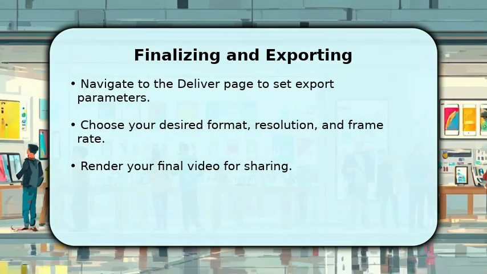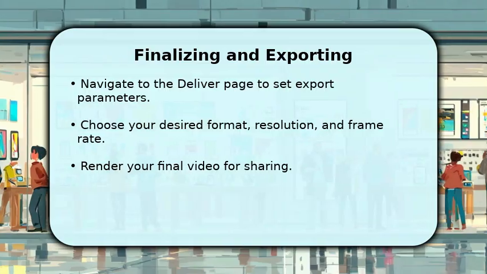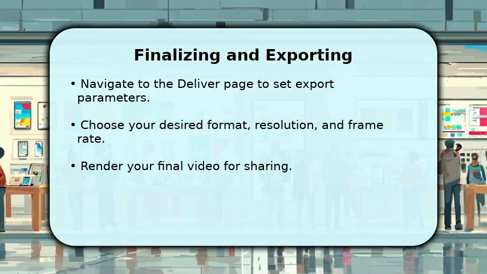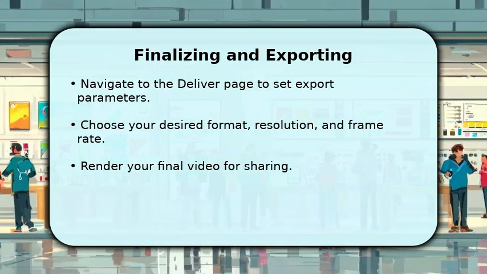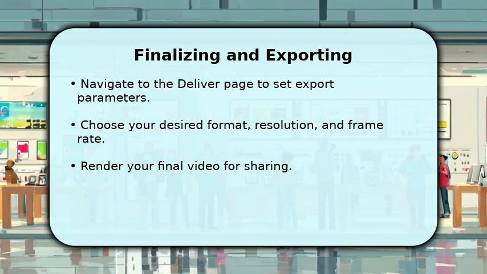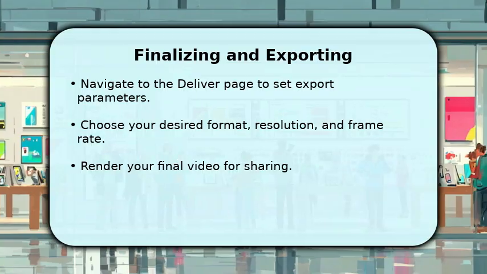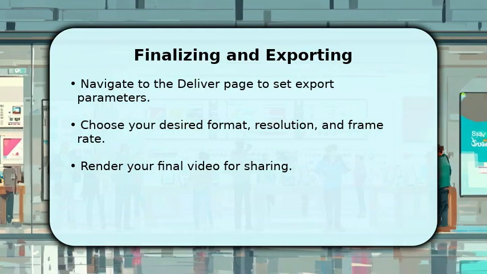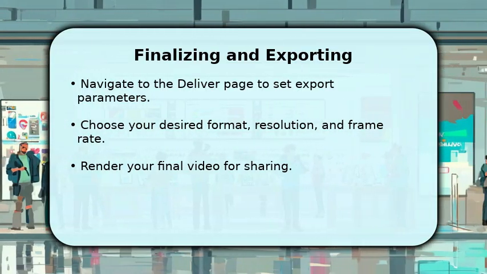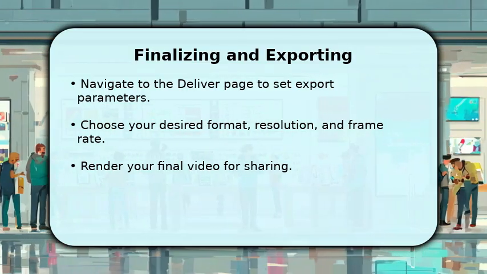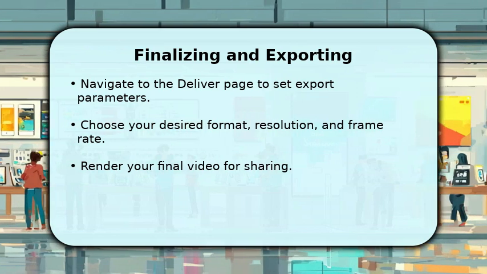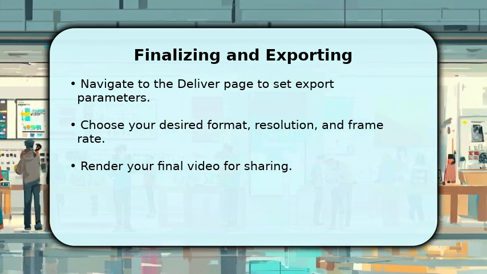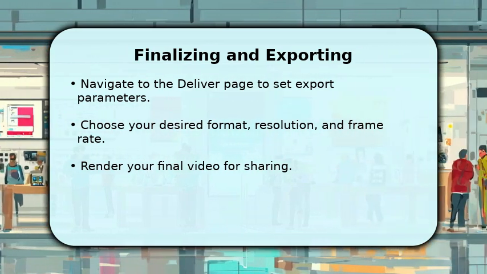Once your masterpiece is complete, it's time to export. Navigate to the Deliver page, which is the rocket icon at the bottom. Here, you'll set all your export parameters. Choose your desired format, such as MP4, and select a resolution like 1920 by 1080 pixels for high definition. Set your frame rate, commonly 24 or 30 frames per second, and then click Add to render queue and render all. Your video will be ready to share in no time.